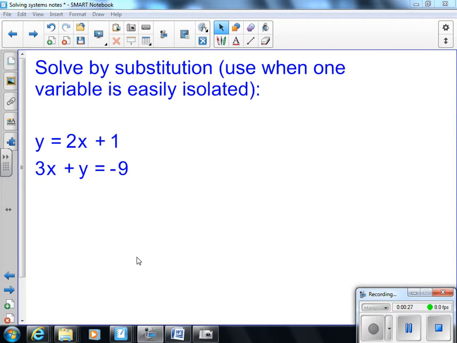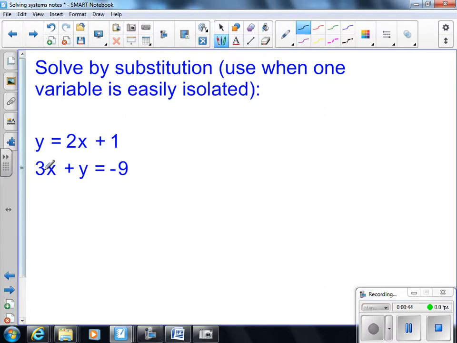Okay, you're going to have to pick and choose which method you're going to use. If you try to graph them and where the point intersects is not on the grid, I mean, it's not really nice, then you're probably going to want to choose another method. And you might want to choose substitution. Substitution is if you solve for one of the values. Let's say in this one, I know that y is equal to 2x plus 1.